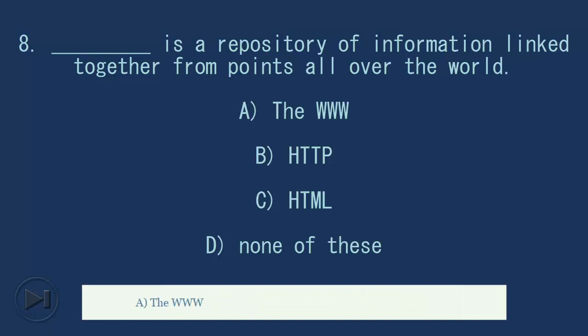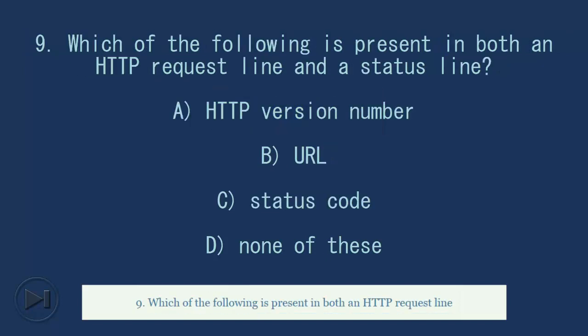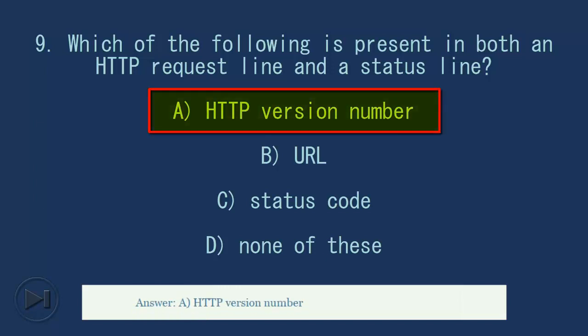A. The WWW. B. HTTP. C. HTML. D. None of these. Answer, A. The WWW. 9. Which of the following is present in both an HTTP request line and a status line? A. HTTP version number. B. URL. C. Status code. D. None of these. Answer, A. HTTP version number.